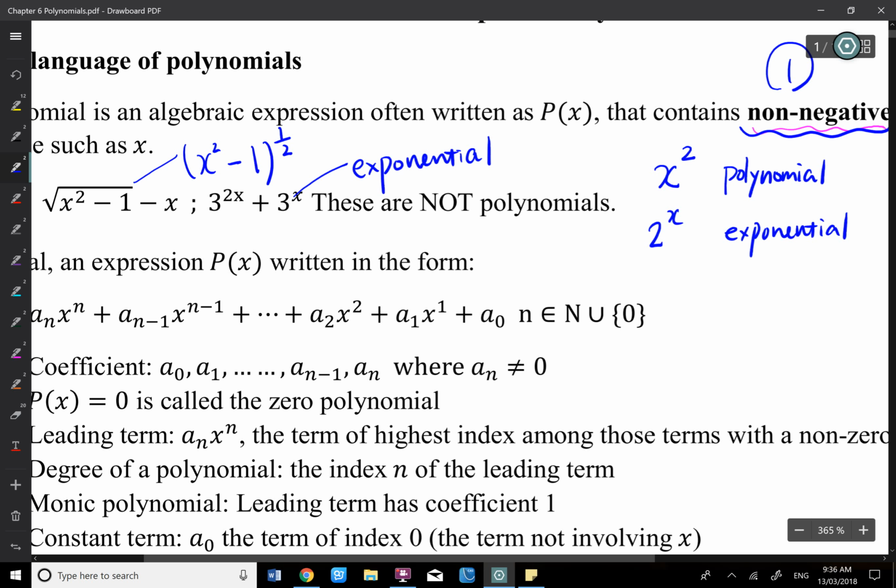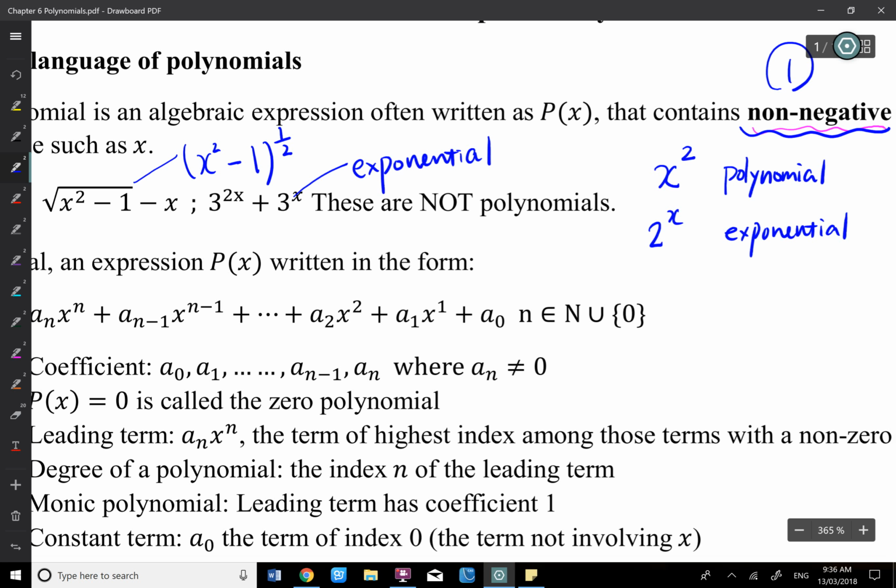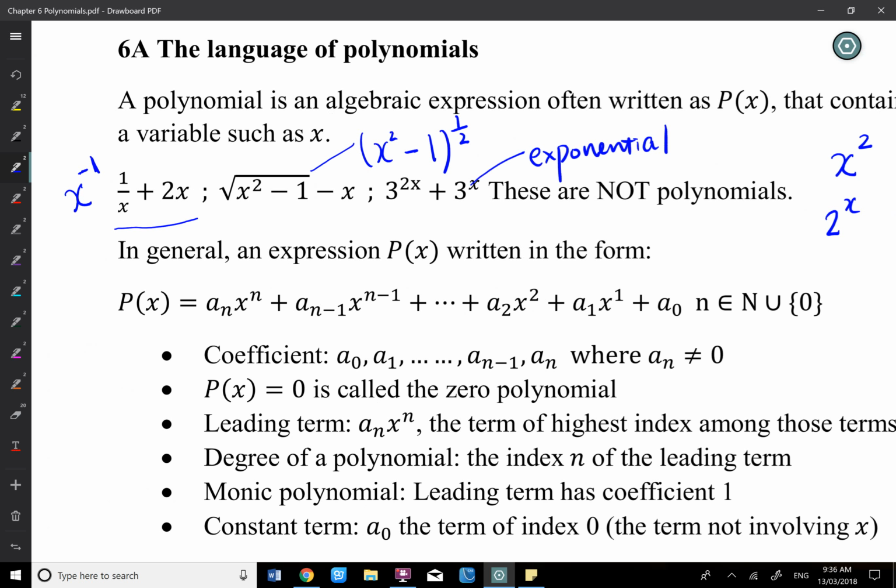You need to know what a polynomial is. So x to the power of 2 is a polynomial. 2 to the power of x is exponential. So x can't be the power. x must be the base, and then your power must be a constant. So all of these are not polynomials.